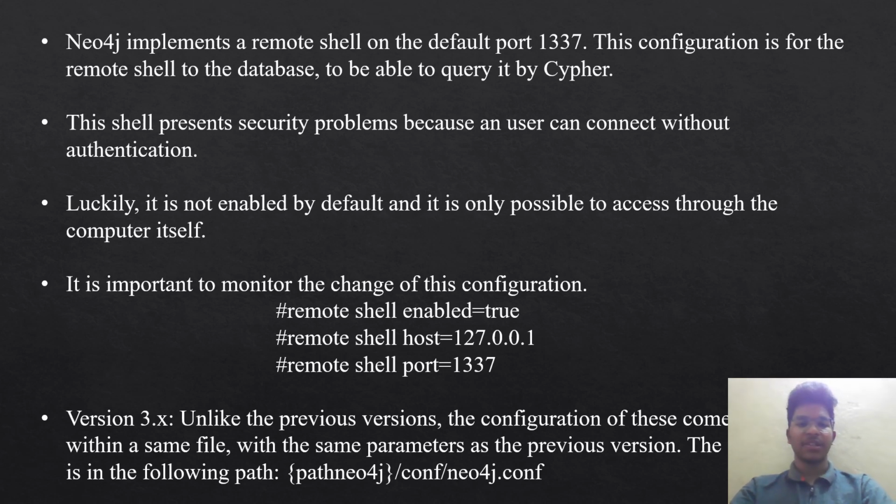Neo4j implements a remote shell on default port 1337. This configuration is for the remote shell to the database, to be able to query it by Cypher. This shell presents security problems because the user connects without authentication. Luckily, it is not enabled by default and it is only possible to access it through the computer itself. It is important to monitor changes to this configuration.